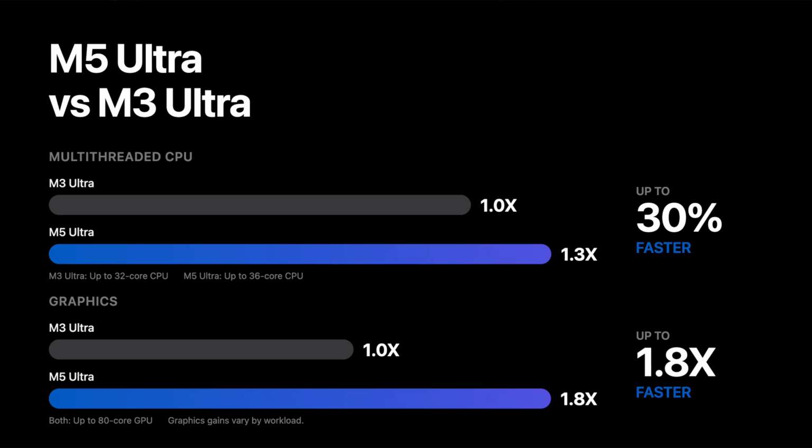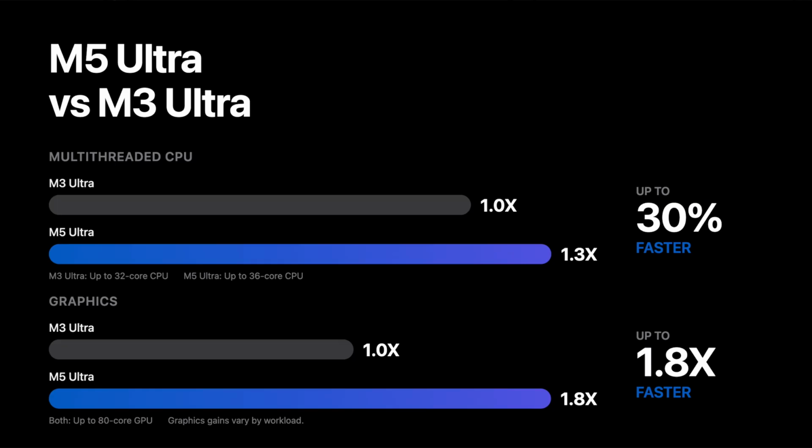So let's compare M5 Ultra directly with M3 Ultra. According to Apple, M5 Ultra delivers up to 1.3 times higher multi-threaded CPU performance than M3 Ultra. That's approximately a 30% improvement, while maximum CPU core count increases from 32 cores to 36. Graphics is interesting because Apple reports different gains depending on the workload. Apple says M5 Ultra can deliver up to 1.8 times faster graphics in Mac Studio workloads, while its silicon-level comparison cites up to 40% faster graphics performance than M3 Ultra.